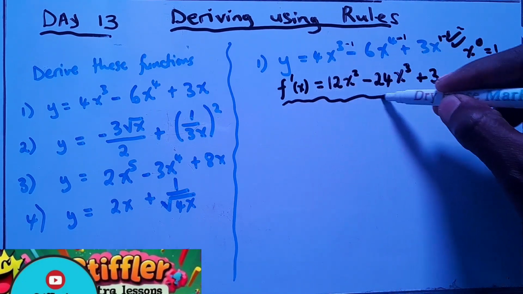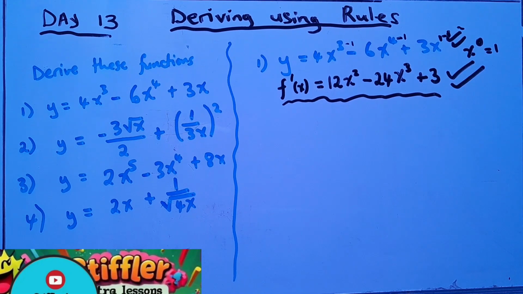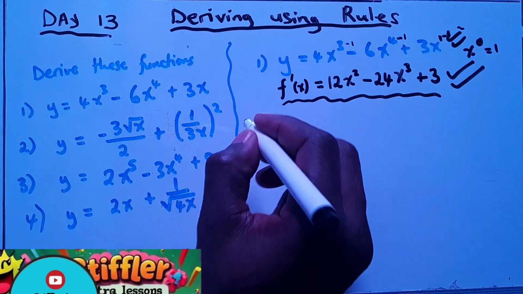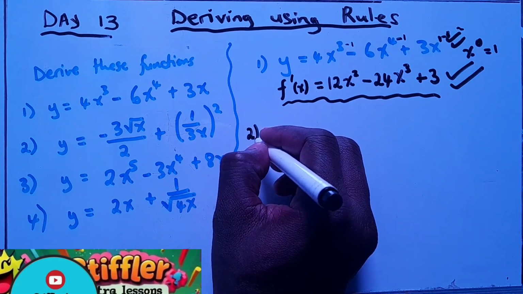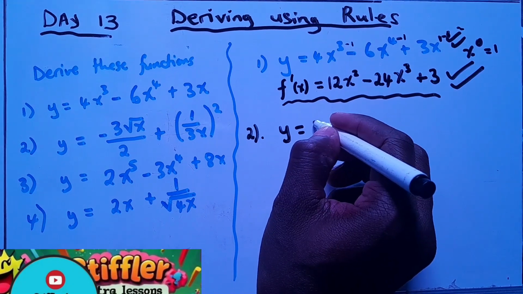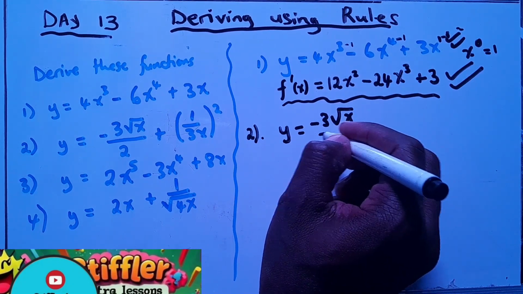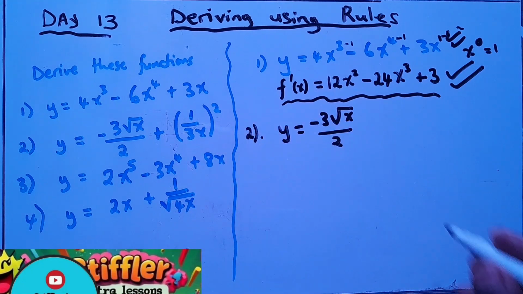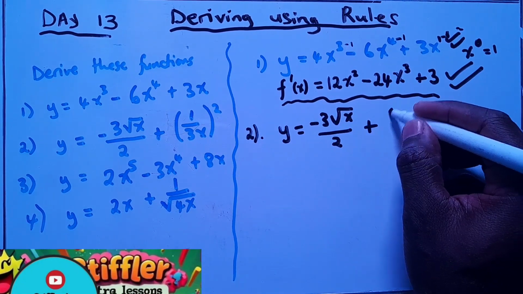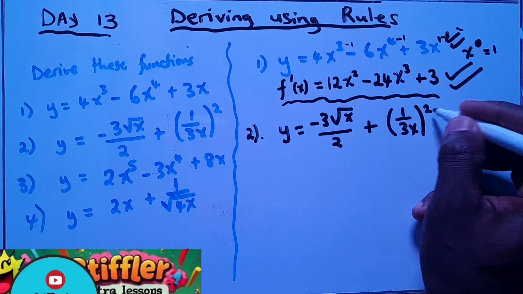So for the first one, we can say this is our derivation. We can move to the next one. The next one says y equals negative 3 root of x all over 2, plus 1 over 3x squared.